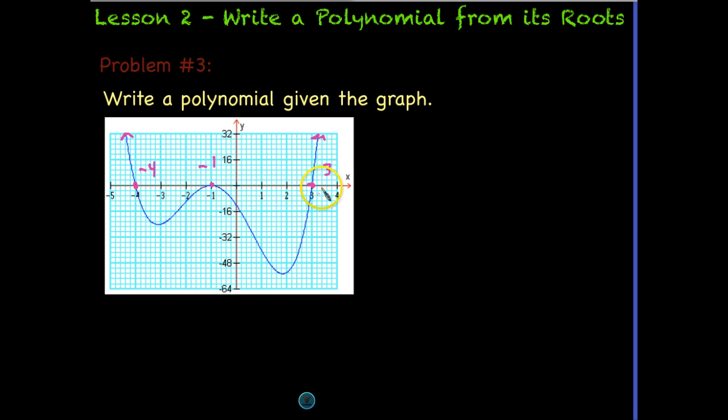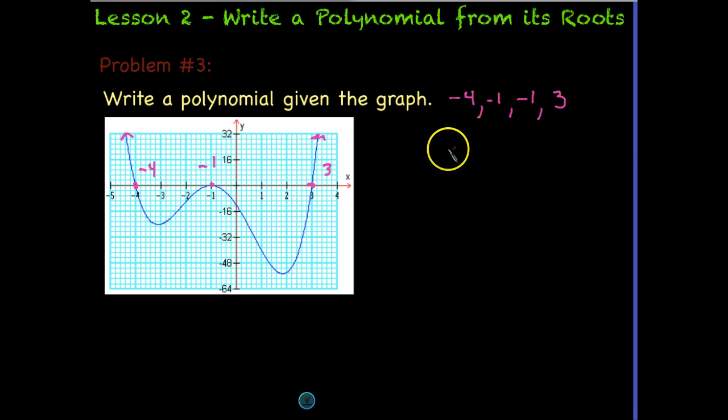But why do I only have 3 zeros? Remember what you just learned in the last example. We have 1 zero that just touches the graph and then turns around. So this zero happens twice. So what we really have is a negative 4, we have a negative 1, and then another negative 1, and then a positive 3. Those are our zeros.